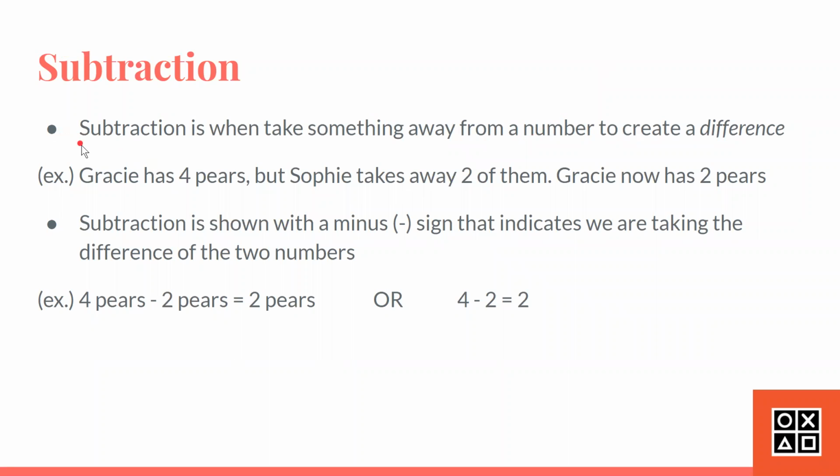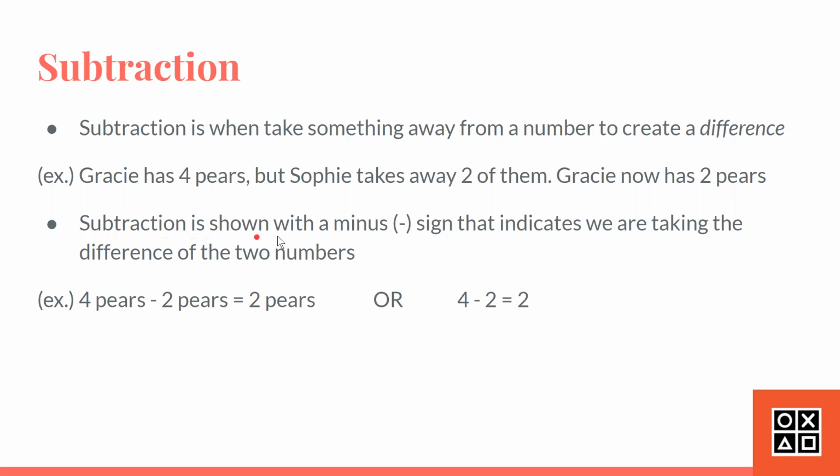All right. Now we will be talking about subtraction. Subtraction is when you take something away from a number to create a difference. Example, Gracie has 4 pears, but Sophie takes away 2 of them. Gracie now has 2 pears. We can show this sentence by using this example right here. The 4 pears that Gracie has are being taken away by Sophie, so you would subtract 2 pears, and then that would equal 2 pears.